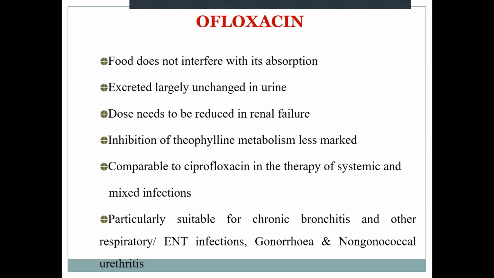It is excreted largely unchanged in urine. Dose needs to be reduced in renal failure. There is inhibition of theophylline metabolism, but that inhibition is less marked as compared to earlier fluoroquinolones. It is comparable to Cipro in the therapy of systemic and mixed infections, and it is particularly suitable for chronic bronchitis and other respiratory or ENT infections, gonorrhea, as well as non-gonococcal urethritis.